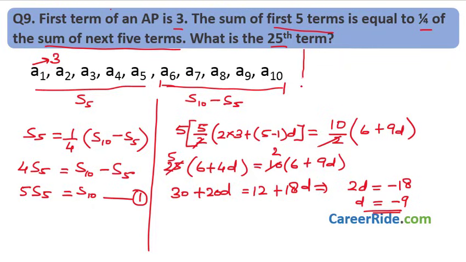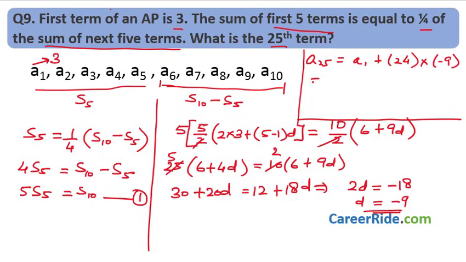Now look at the top. I want to find out the 25th term here. So my 25th term is equal to the first term plus n minus 1. So 25 minus 1 is 24 into d. D's value is minus 9 for me here. This is equal to 3 plus 24 multiplied by minus 9. This is equal to 216.